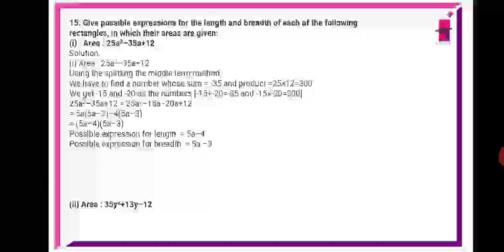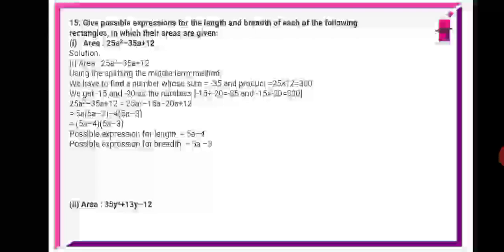Now give possible expressions for the length and breadth of each of the following rectangles in which their areas are given. Now area is given. What is the formula for the area of a rectangle? It is L into B. Now L into B means you are going to factorize 25a square minus 35a plus 12.